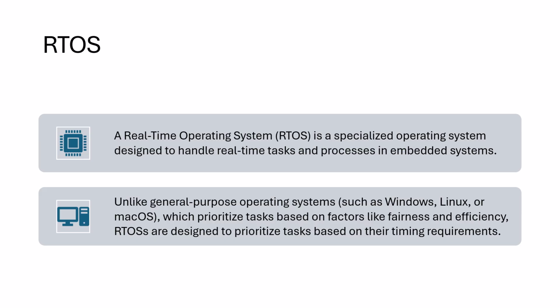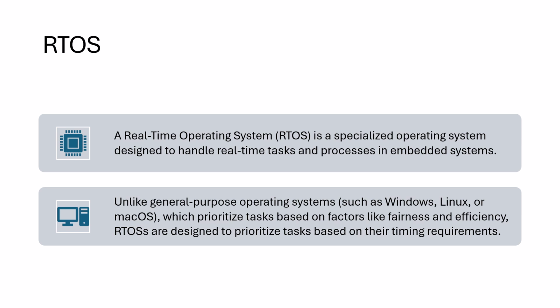Real-time operating system, we'll look at what a real-time operating system is and how it works. A real-time operating system is also called RTOS. It's a specialized operating system. It is an operating system like Windows or Mac OS or Android, but it is specialized. That is, it handles real-time tasks and processes in embedded systems.